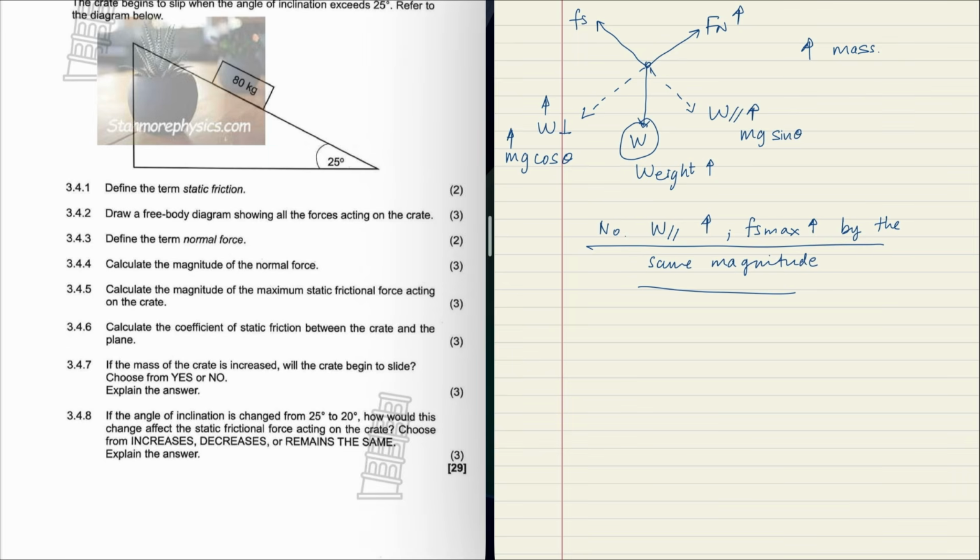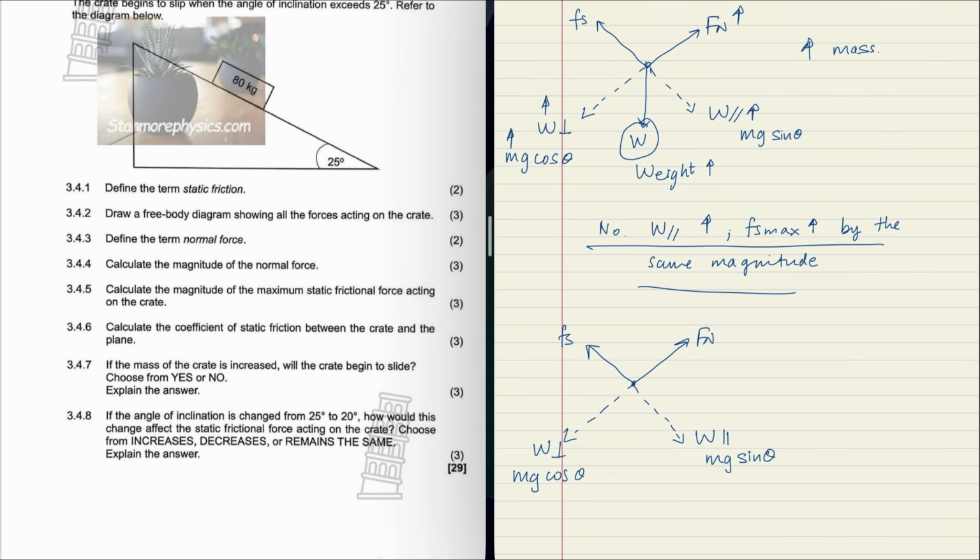So again, let's go back to our free body diagram. Here we have Fn, we have Fs, and I'm just going to draw the components. This is W perpendicular, and this is W parallel. So W perpendicular is mg cos theta, and W parallel is mg sine theta.